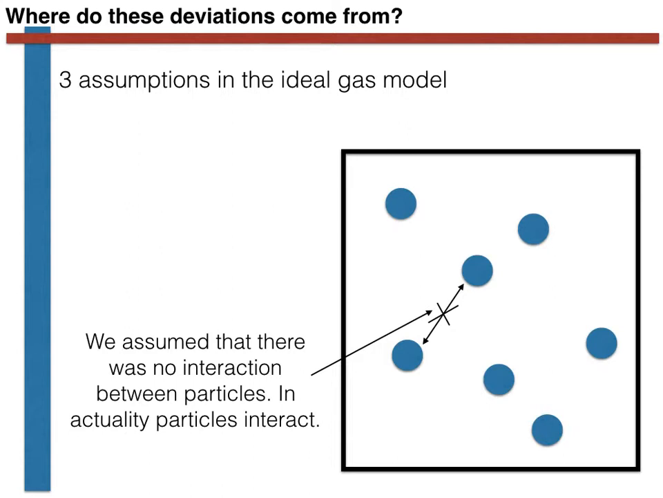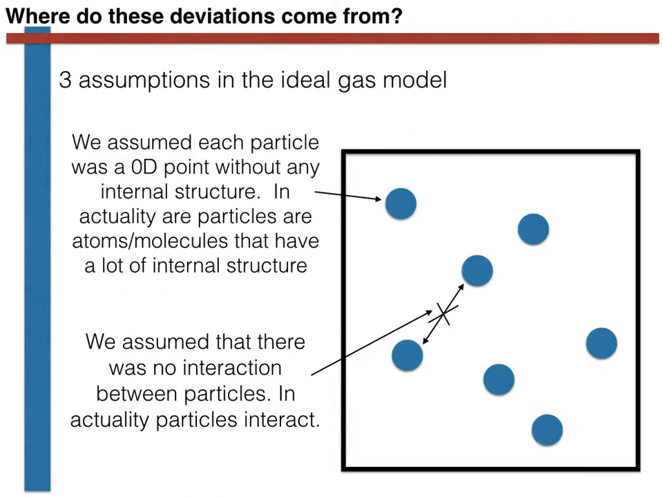The second assumption that we made when we did our ideal gas model was that we assumed that the gas was composed of zero-dimensional point particles. In other words, we assumed that atoms and molecules that make up the gas have no internal structure. This is clearly untrue. Even an atom is composed of a nucleus and electrons and has lots of internal structure. If our model is to be more accurate, we should include more of this fine structure.